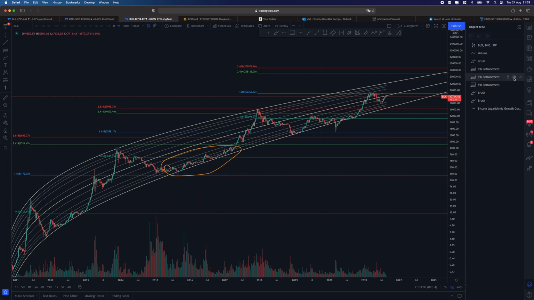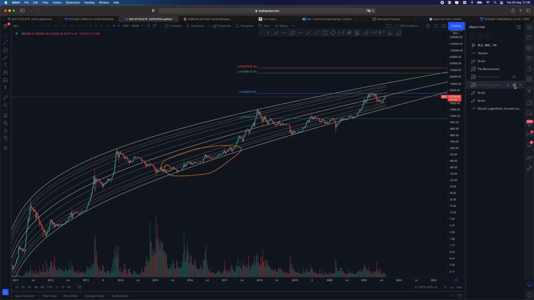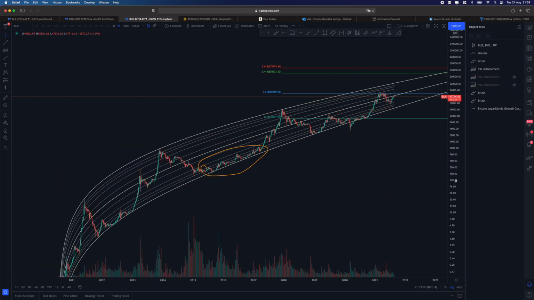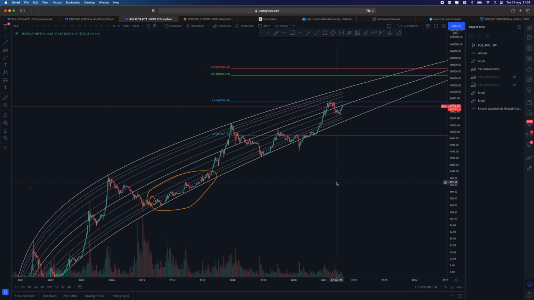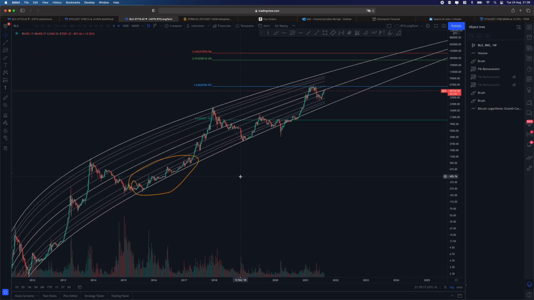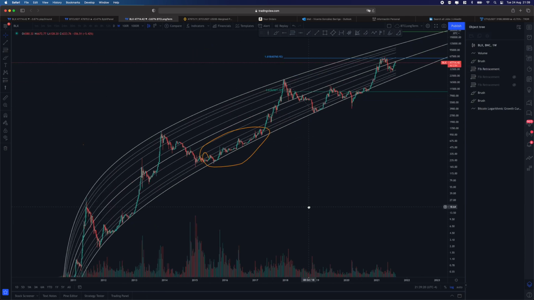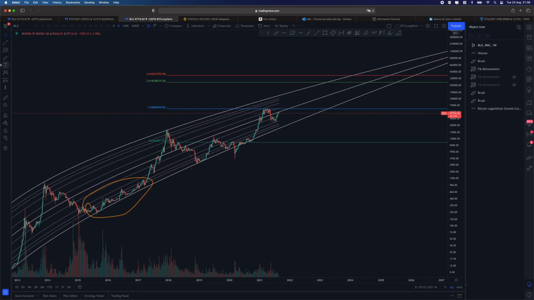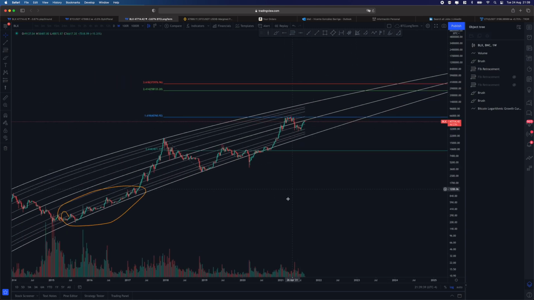I'm going to remove these because I think it is difficult for what I want to explain. But if we see those levels, we always get to the 2.414 at least once per cycle. And if not, the top is 30% distant from that level, okay? And in that case, it would be 177K. But I think this cycle is going to be longer than expected.